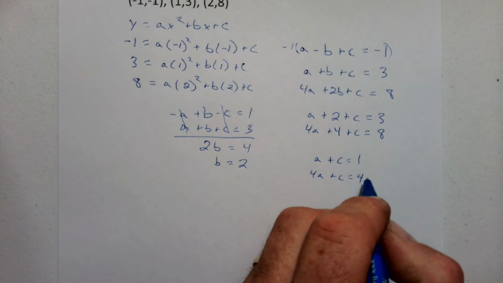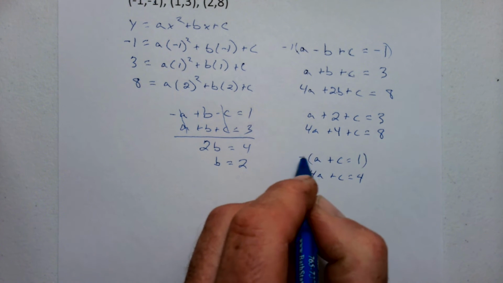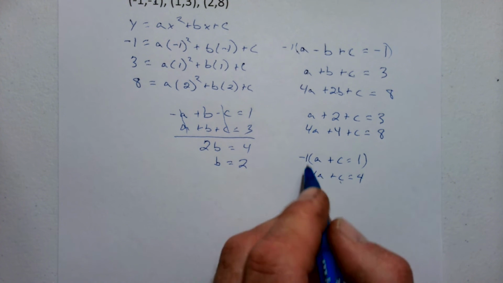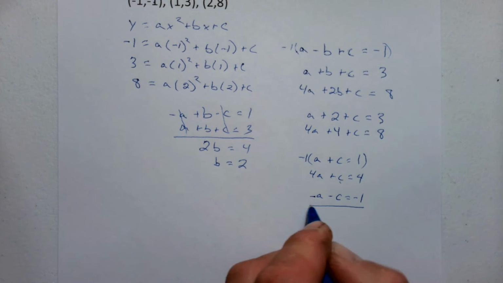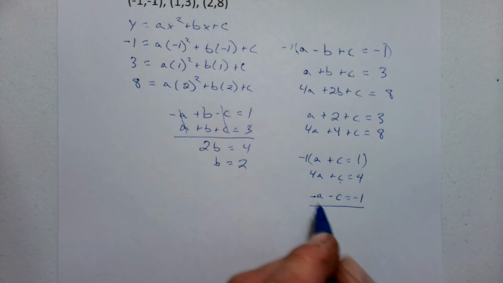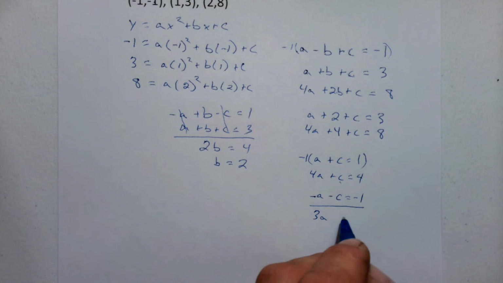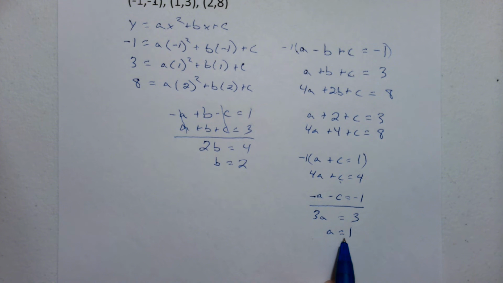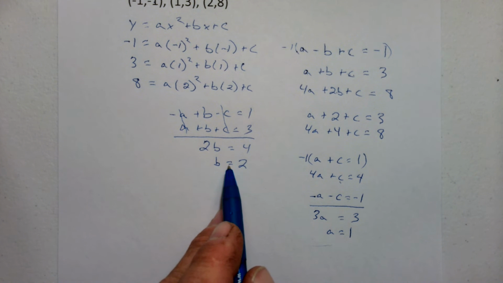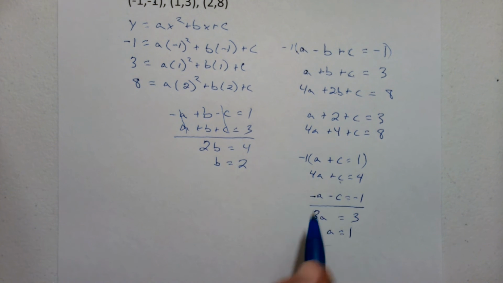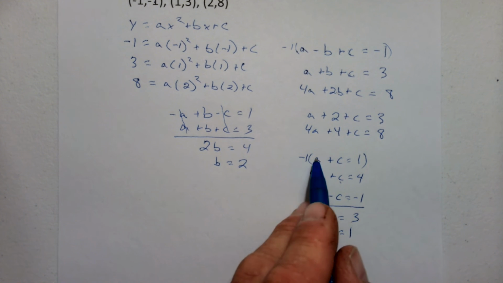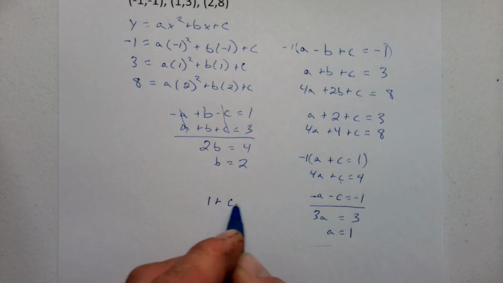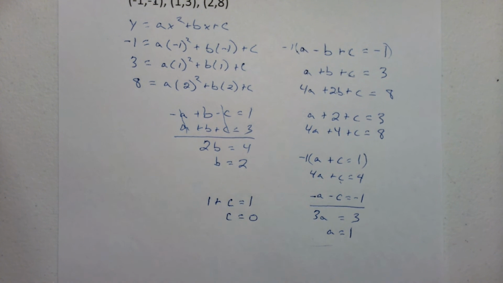Now I can multiply one of my equations by -1 to eliminate my c values. So I know that negative a minus c has to equal -1. I can add that to my other equation. So 3a, my c's cancel, equals 3, and a is going to equal 1. So now I know my a value is 1, my b value is 2. I can solve for my c value, because I know that a plus c has to equal 1. A is going to equal 1, so 1 plus c equals 1, or c is going to equal 0.